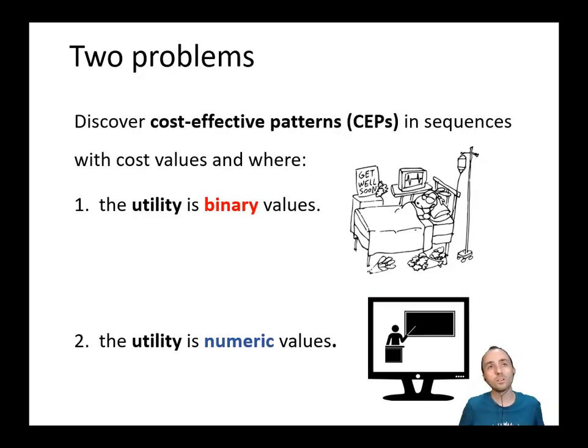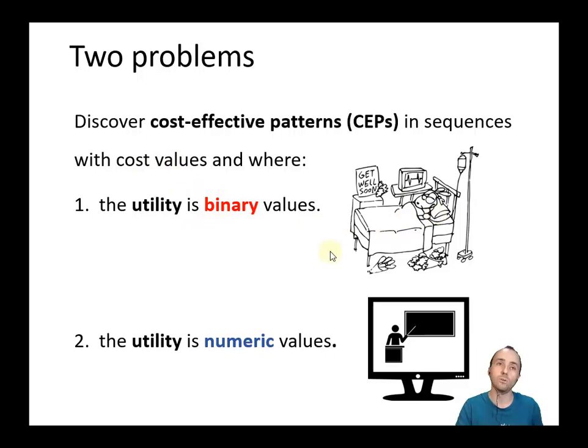Okay, so in this paper we study two problems that we think are important in real life. So we want to find the cost-effective patterns in sequences that have cost values, which I will show you after, and where the utility is some binary value. So for example, I will talk to you about medical data at a hospital. So the binary value of the utility maybe is you are cured or you die after taking some medical treatments. So there will be the cost for the medical treatment, and the utility will be the result, like you get cured or you die.